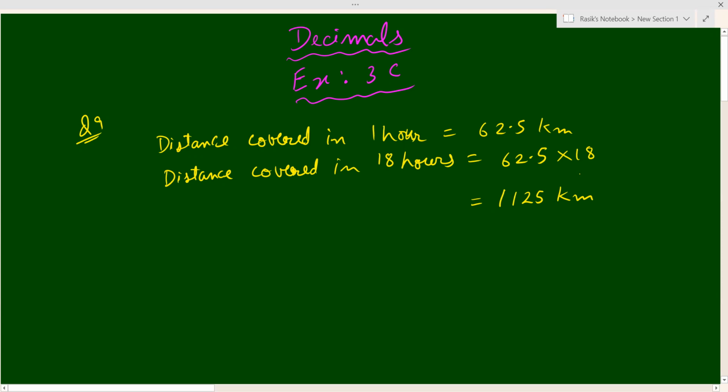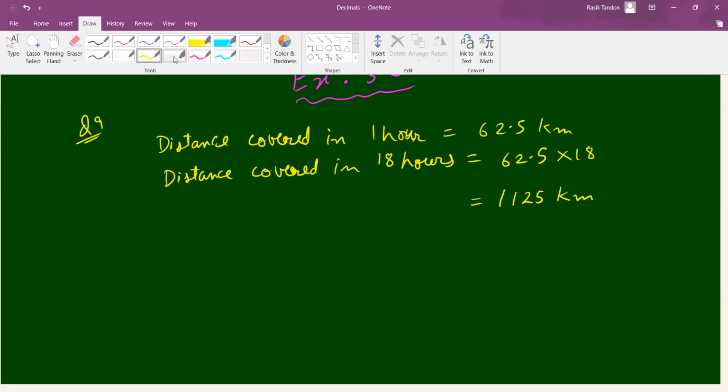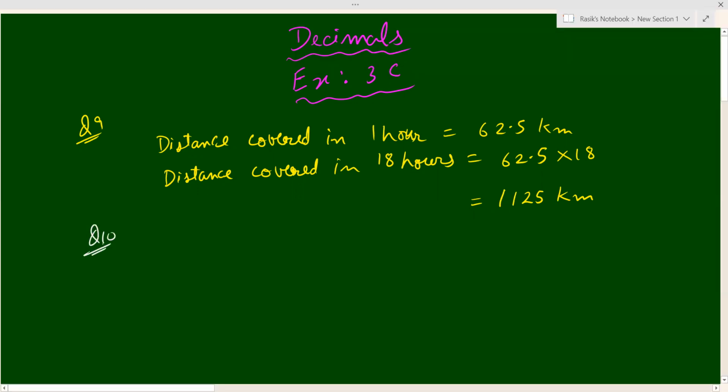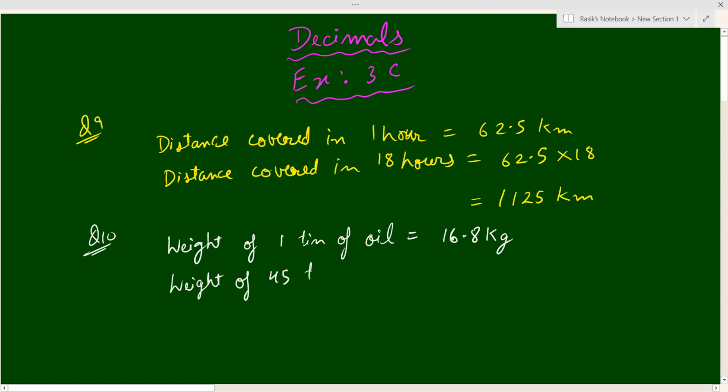Question number 10. Sir, this question is also a unitary method. A tin of oil weighs 16.8 kg. What is the weight of 45 such tins? Weight of 1 tin of oil is 16.8 kg. So what will be the weight of 45 tins? 16.8 multiplied by 45, find the product.